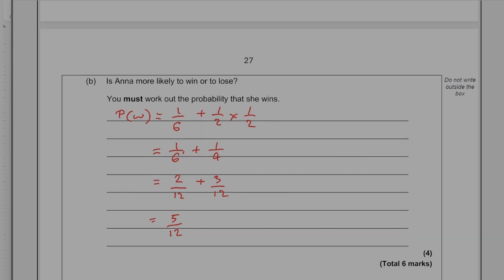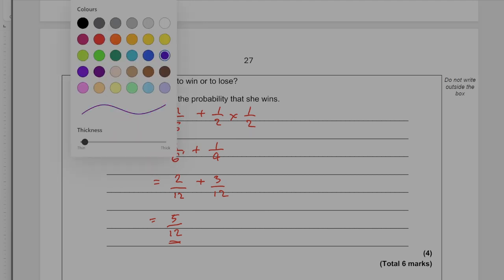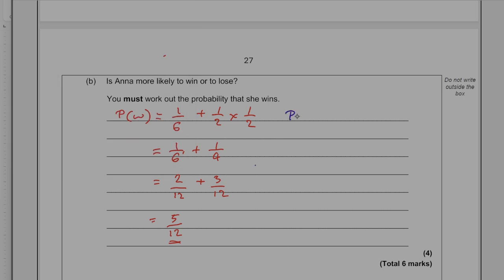However, it's a 4-mark question, so I'm going to do a little bit more, and I'm actually going to work out the probability that she loses 2 ways. This is just a good way to check that we've got it right. So first of all, I'm going to say that the probability that she loses is going to be equal to, she can either win or lose, so it's going to be 1 minus 5/12. Which is going to be 7/12.